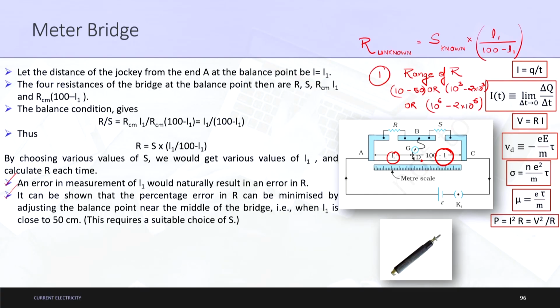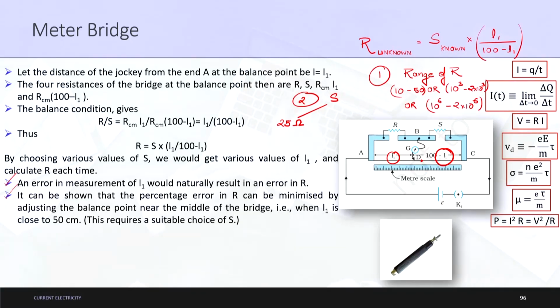Let us suppose you are required to find the unknown resistance capital R which is in the range of 10 to 50 ohms. Then the S should be used of, let us say, 25 ohms, so that when we vary the position, the value of L1 should be approximately in the range of 40 to 60 centimeters, very close to 50 centimeters. Let us suppose for an example, we are using 25 ohms in the place of a resistor which is of the order of 10 to the power 3.